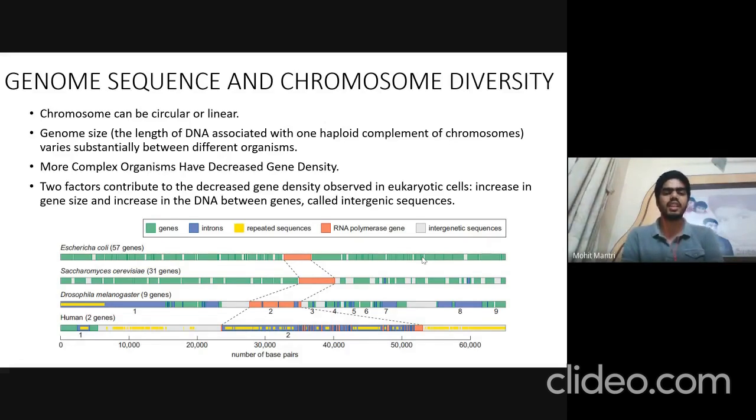The gene size in eukaryotic organisms increases because of the region known as intron region, which are usually not present in the protein sequence and are spliced out from the mRNA before translation into protein. And the other is increase in the DNA between genes, which is known as intergenic sequence. This intergenic sequence consists of many repeated sequences as well as non-coding DNA, which includes the regulatory sequence of an organism for the gene expression.